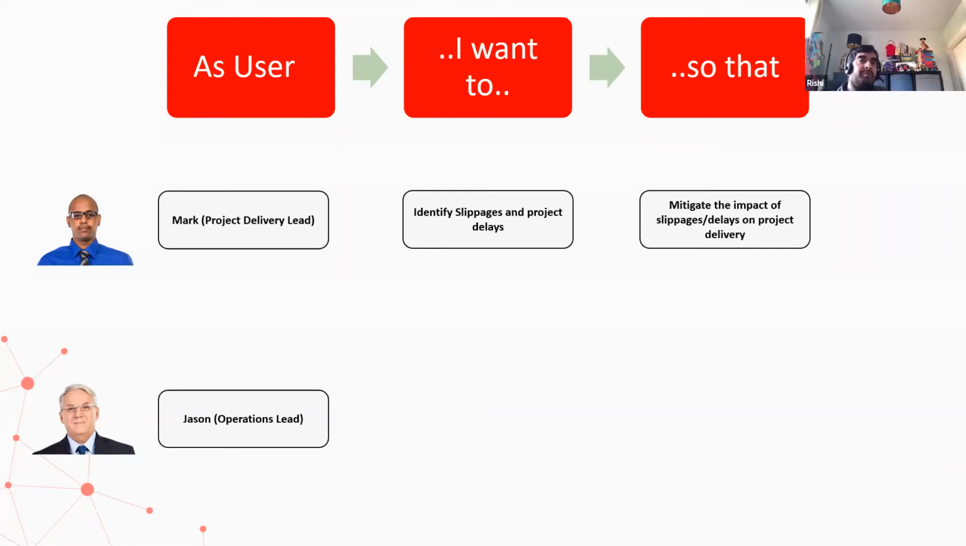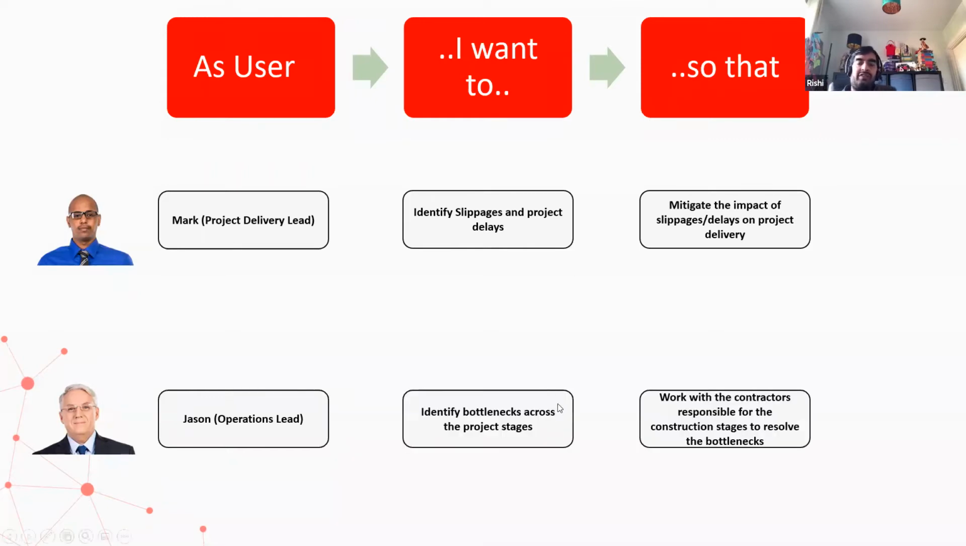From an operations perspective, he's more interested in the workflow, in those stages, looking at the RFP stage or the commercial and technical evaluation stages. And he wants to identify where there are bottlenecks across these stages. So how long are things getting stuck at RFP? Are there particular vendors or particular people we're working with at those stages which are causing delays? Are there bottlenecks at those stages? And so he can work with the contractors responsible for those construction stages to resolve the bottlenecks.